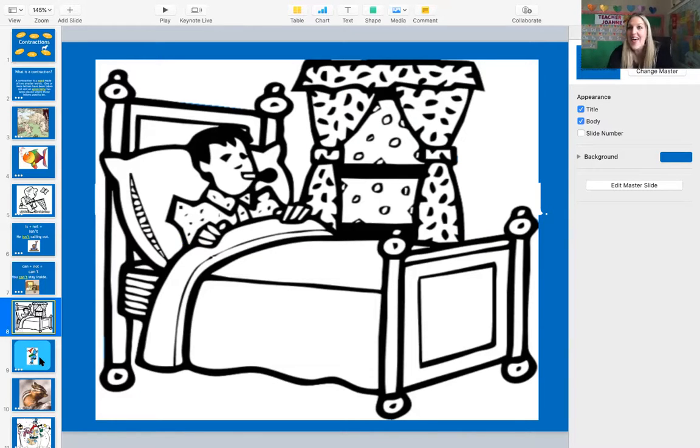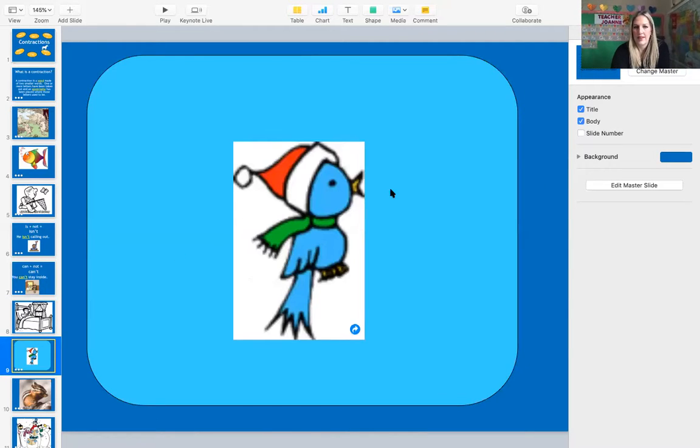All right, let's look at another one. You are all doing such a great job. It is not Christmas. Is not is our contraction. These are the two words we want to make into a contraction. Who can help me? What is the contraction for is not?